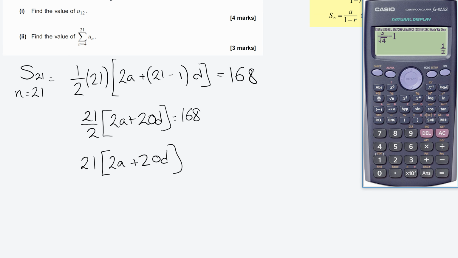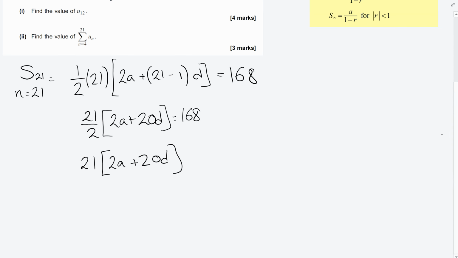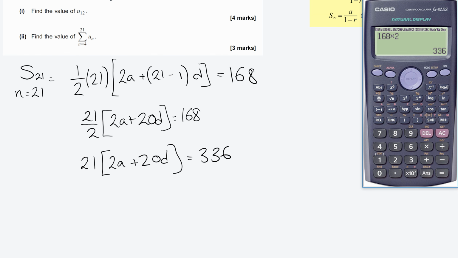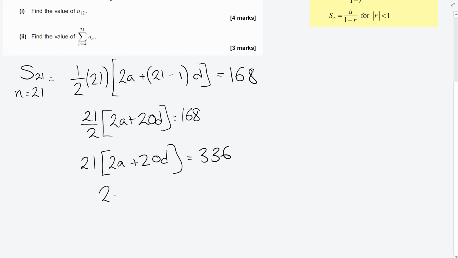So just onto my calculator. Still got some workings from a previous question on there. 168 times 2, just in case I've forgotten how to do that, or I can't work that out myself. I have got the calculator to tell me that's 336. Then I'm going to divide by the 21. So divide both sides by 21. So 2a plus 20d equals, let's go back again, 16.